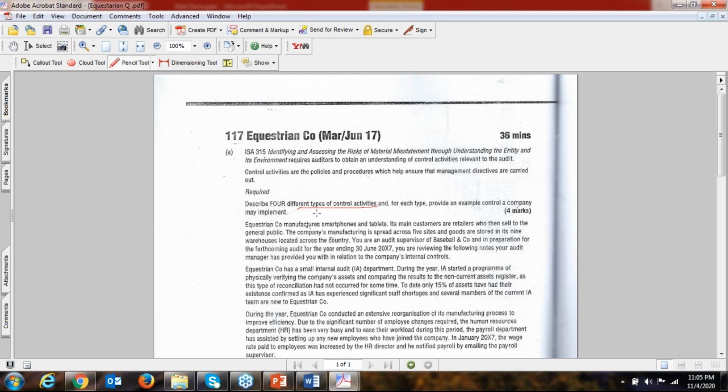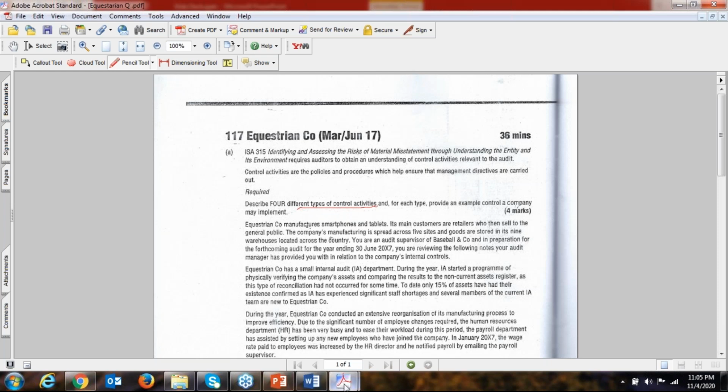Now, for the control, you just need to give an example of the control. So you can say that all the purchase invoices should be received by the purchase clerk, checked by the assistant manager, and approved by the finance director. Here you can give one example of the segregation of duty. So you need to mention what is segregation of duties, what is the advantage of segregation of duty, and mention one control of the segregation of duty.